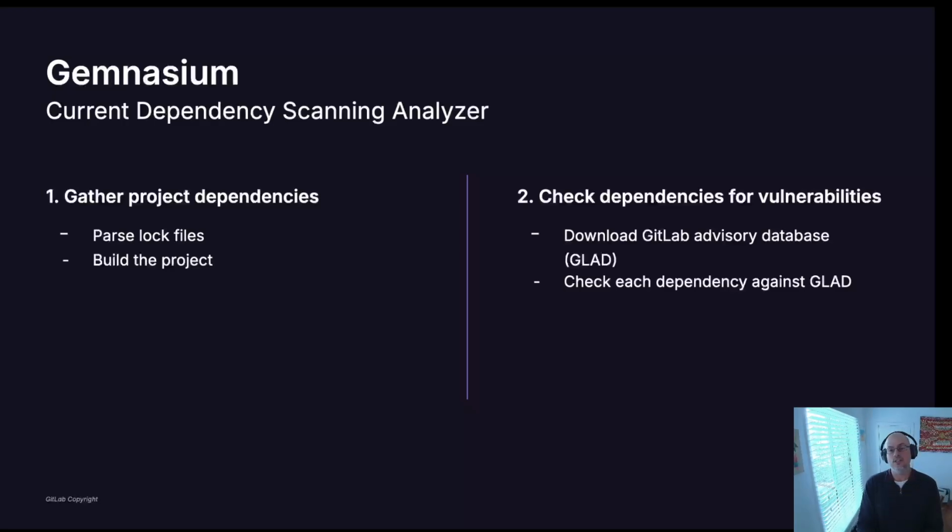At this point, Gemnasium downloads the GitLab Advisory Database, or GLAD. GLAD is a security advisory database that GitLab compiles from various different sources. In essence, it contains vulnerability information and the software that is affected by it. Once a copy of GLAD is available, Gemnasium goes over the list of dependencies obtained in step 1 to check the database and see which ones have known vulnerabilities.